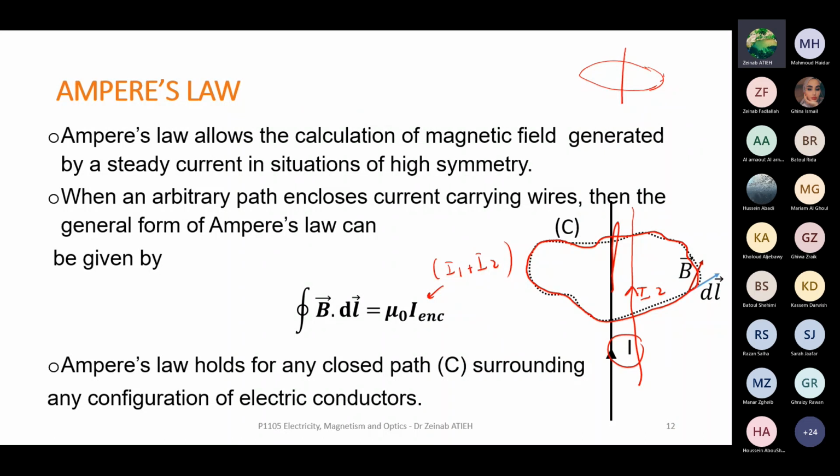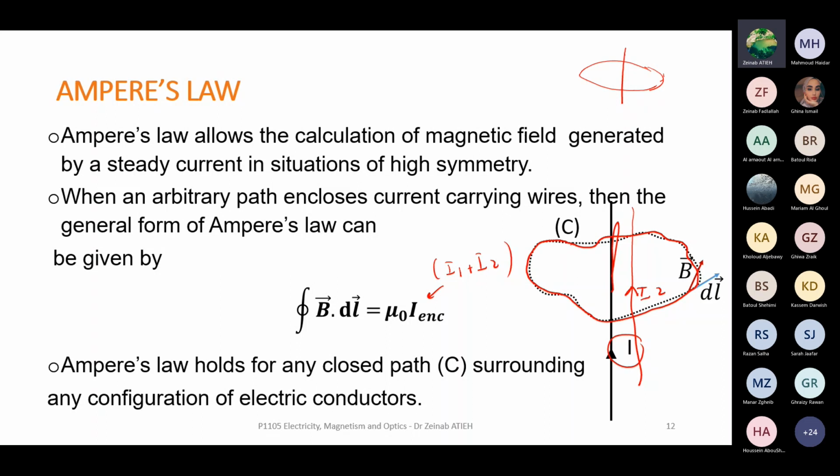Also, B in all the problems here will be tangent to the curve, and not perpendicular to the surface as the E vector was. So in these cases you will see that B and dL, both of them in all our problems, will be tangent to the curve that I choose. So don't worry, the angle between them will be 0, and B will go outside the integral, and we simply have to do the integral of dL. If I have a circle, the integral of dL will be 2 pi r, the length of a circle. That's it. Ampere's law holds for any closed path surrounding any configuration of electric conductors.